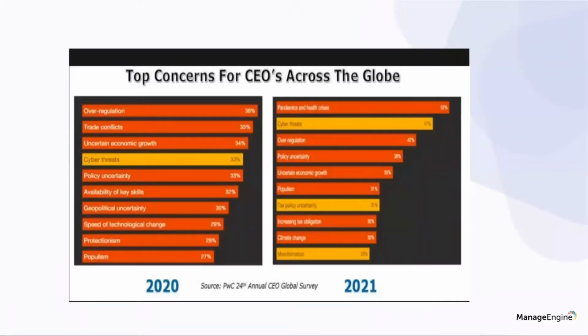Top concerns for CEOs across the globe, right? In 2020, when the pandemic started and the world came to a stall, cyber threats were at the number fourth position at 33%. And this was one of the top concerns back then as well, but fourth position, still not there yet. And in 2021, it has climbed up, it's gained pace in a limited amount of time and crawled up to the second spot, which is gaining the attention.